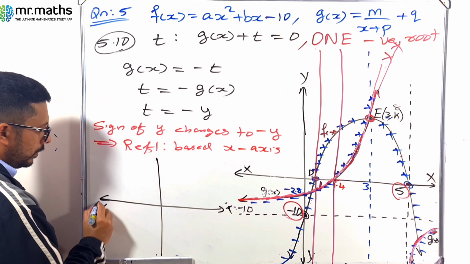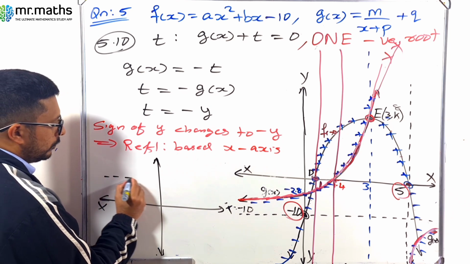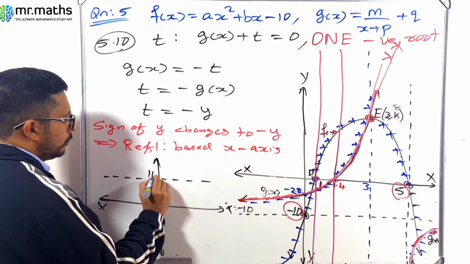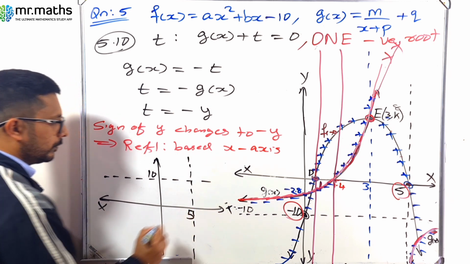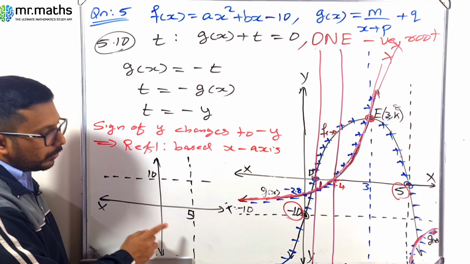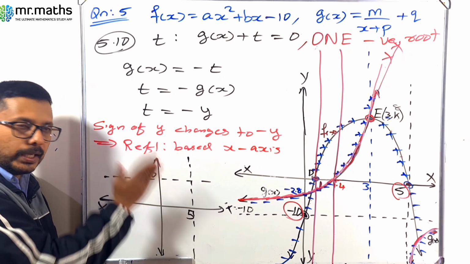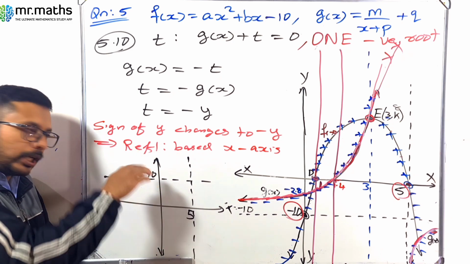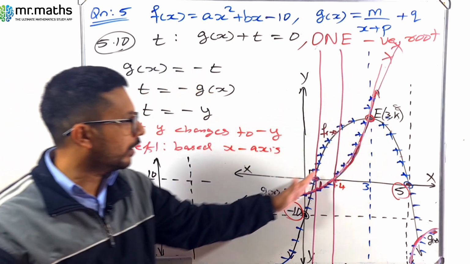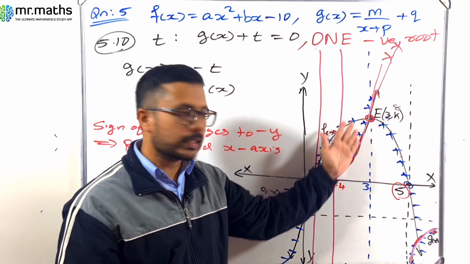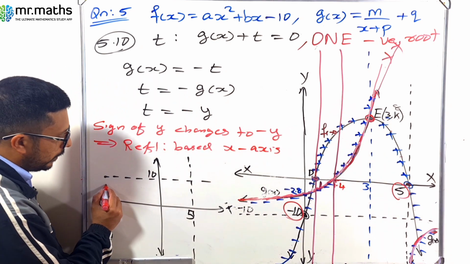This is the x-axis. Now this is the horizontal asymptote because of the reflection based on the x-axis. This minus 10 asymptote jumps to positive 10. Now this g of x, when it is reflecting based on the x-axis, is going down like this. So it will come here like this.